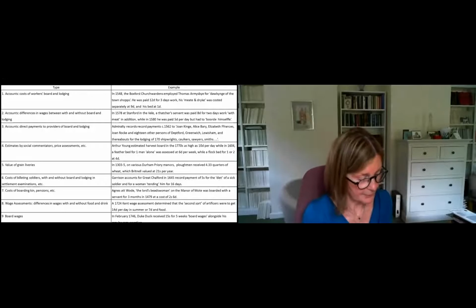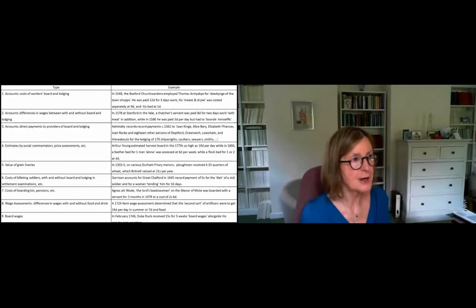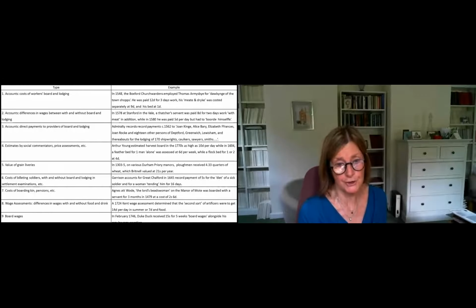An eighth kind of observation is derived from wage assessments, where I can look at the wages that are provided with and without food and drink. This is very similar to the second kind of observation found in accounts, where again we're using differences in wages provided to workers when those wages are accompanied by food and drink, and wages when the worker has to board himself or find his own table, as it's often described in the accounts. So the difference really represents the value of board and lodging. A 1724 Kent wage assessment, for instance, determined that the second sort of artificers were to get 14 pence per day in summer, or 7 pence and their food, which suggests, of course, that their food is worth 7 pence a day.